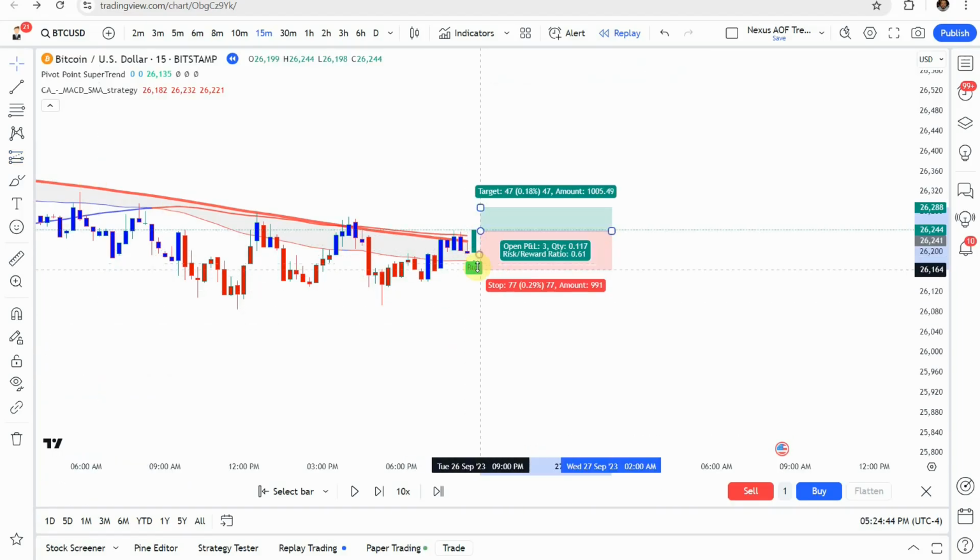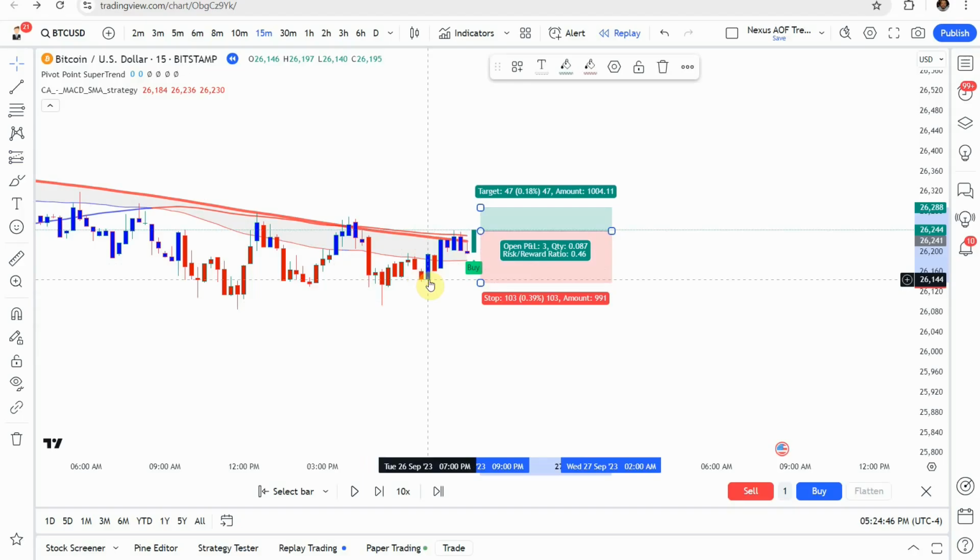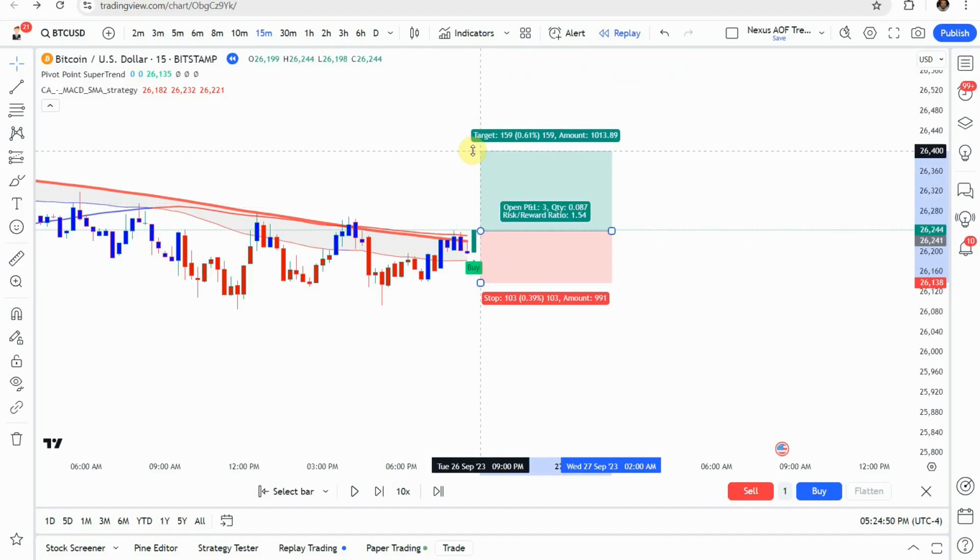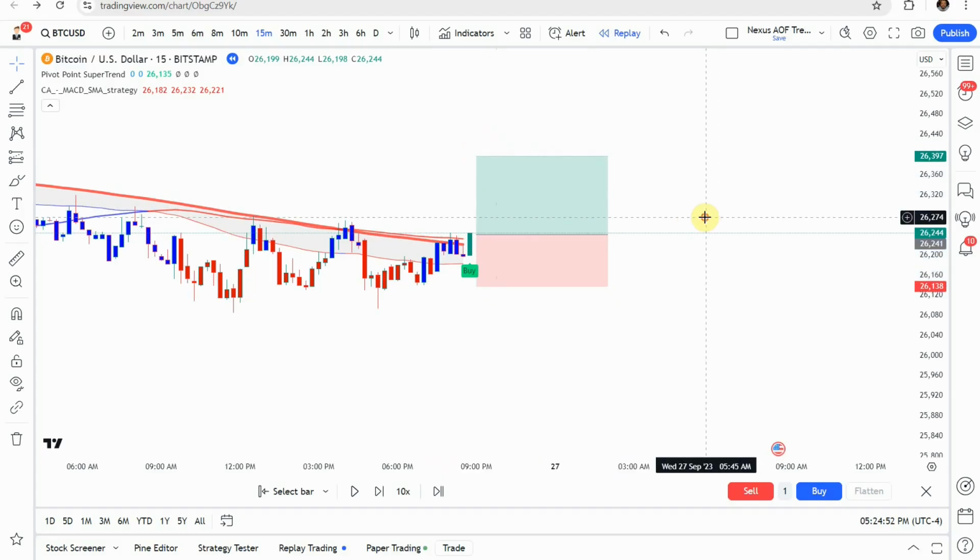We'll put our trade right there. We'll put our stop just right below this kind of pivot right here. And then we'll target a 1 to 1.5 risk reward, just like so. Let's play this forward and see how it plays out.